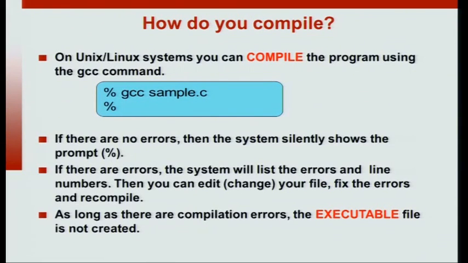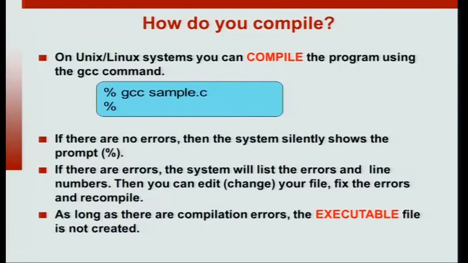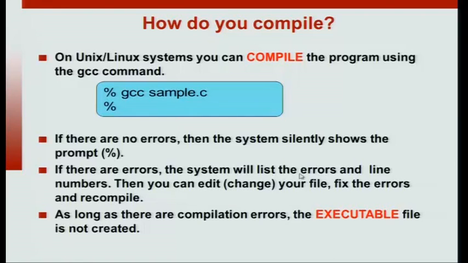How do you compile? Okay, we have just seen why we bother with compilation, and on Unix systems or Linux systems you can compile the program using the GCC compiler. So GCC stands for GNU C compiler. So for example, if you have edited and saved your file as sample.c, you can just type on the command prompt on the terminal gcc sample.c. If your code does not have any errors, then the system will silently say that okay, the compilation is done, and it will show you the prompt.